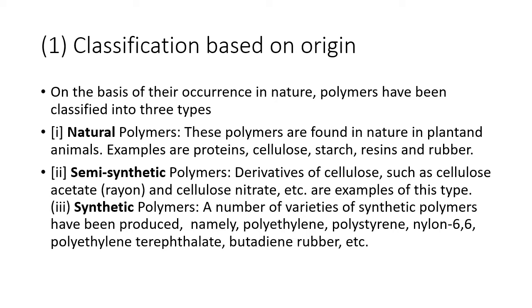Now we come to the second, that is semi-synthetic polymers. Derivatives of cellulose such as cellulose acetate, rayon and cellulose nitrate, etc. They are examples of this class of polymers, that is semi-synthetic polymer. Next is synthetic polymer. A number of varieties of synthetic polymers have been produced, namely polyethylene, polystyrene, nylon 6 and polyethylene terephthalate, butadiene rubber, etc.